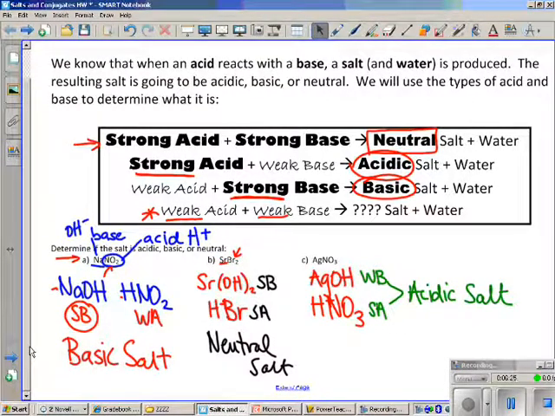So on your predicting products, if you have a salt as a product, you would do this process. On predicting products, it'll be a little easier because the acid and base will already be written for you, but that's how you're going to end up coming up with that.